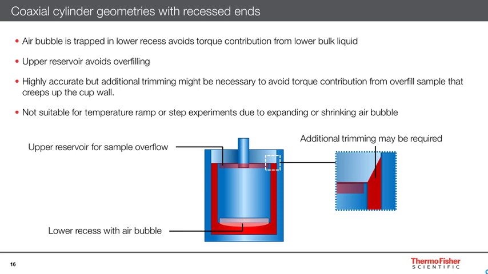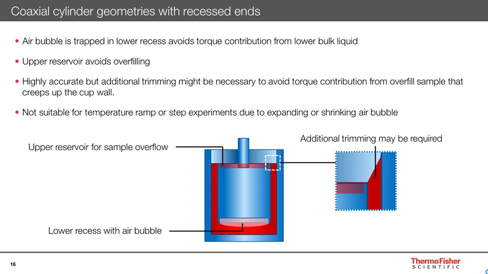Let's have a closer look at a coaxial cylinder geometry with the recessed end. When the rotor is immersed into the cup that holds the sample, an air bubble is trapped in the lower recess. This bubble minimizes the torque contribution from the lower bulk liquid. The upper reservoir can collect small amounts of sample overfilling.